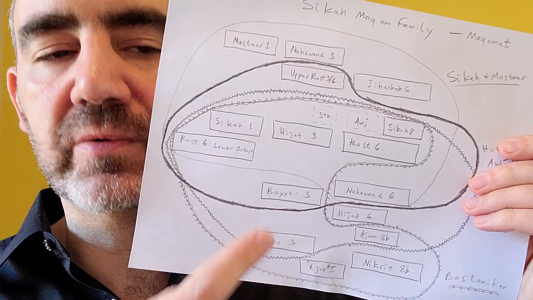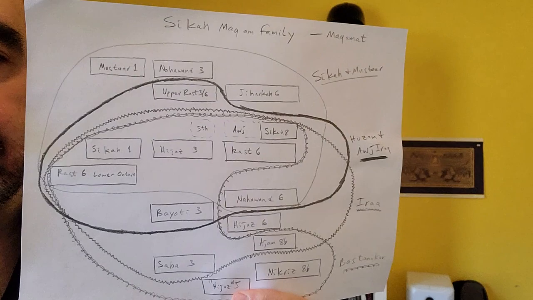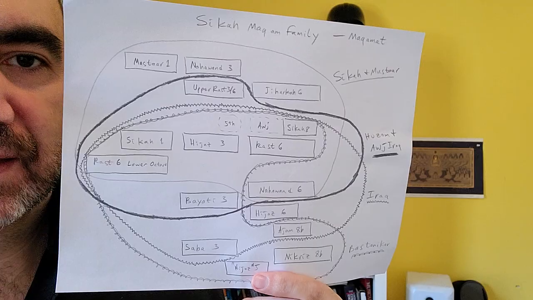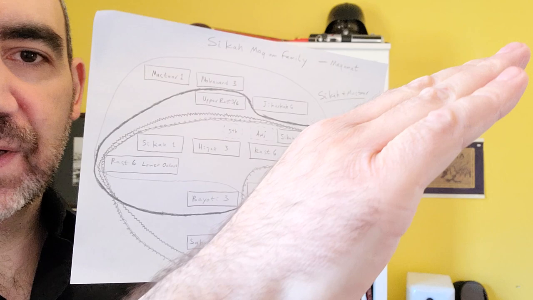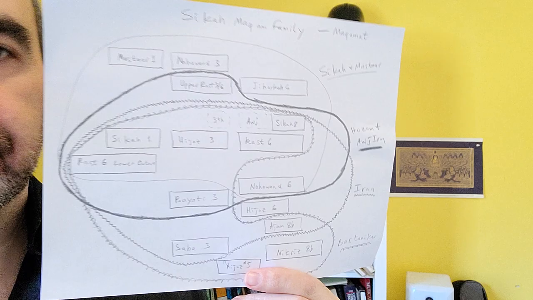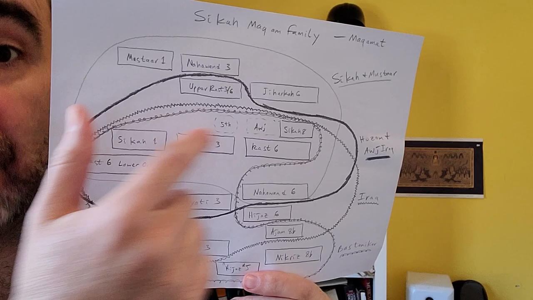So I'm doing this, comparing these songs in these different maqamat, to show you that it's not really that the maqam family is like, okay, there's one maqam here that's separate: Iraq, maqam Bastanikar, maqam Musta'ar, maqam Sika, right? It's not that way. They're overlapping. And it's really a matter of how much you use of one and how much you use of another.